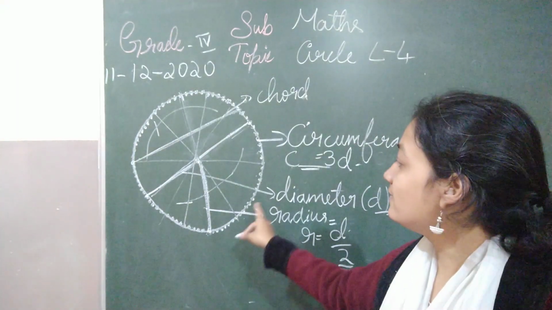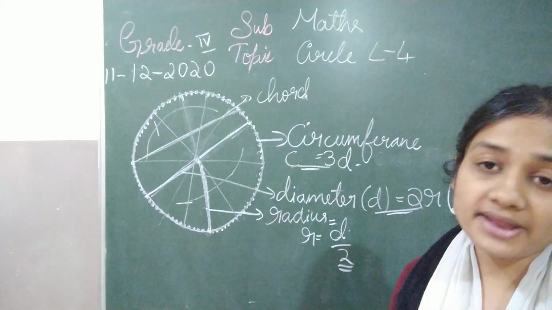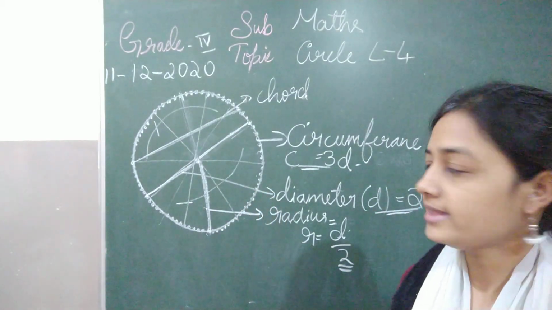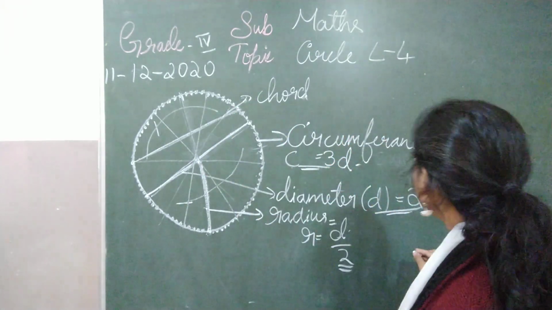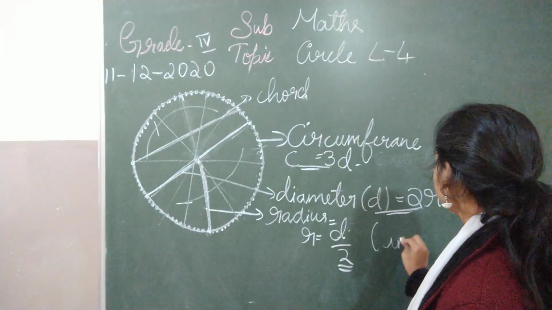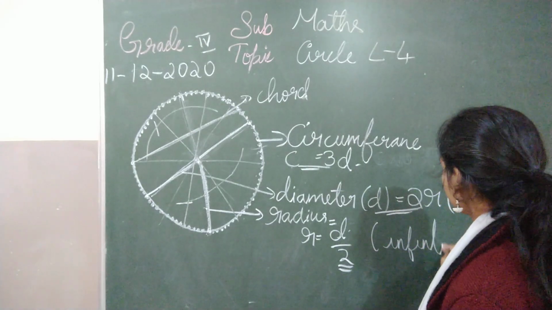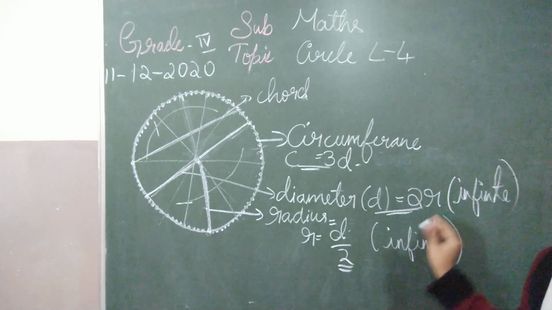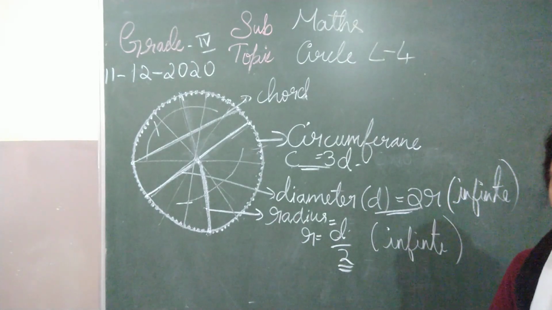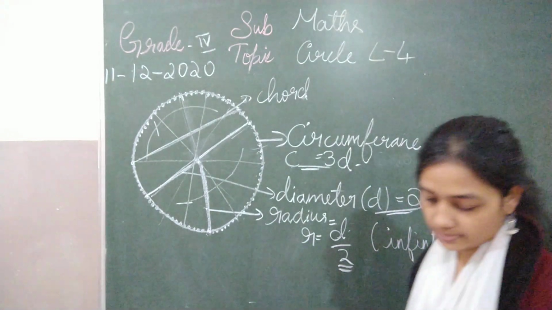Same like that, even the radii drawn in a circle are infinite because you can draw so many radii in this, right? So, even radii are infinite. This is very important, which you will be using in your future classes also, children. So, next.